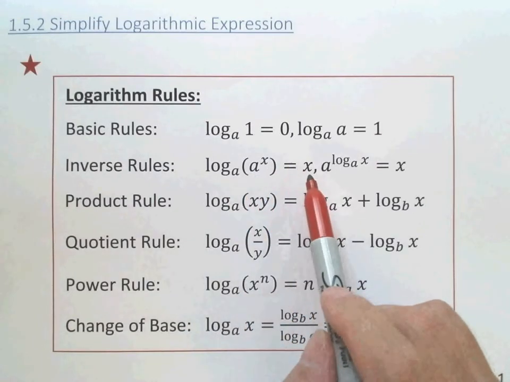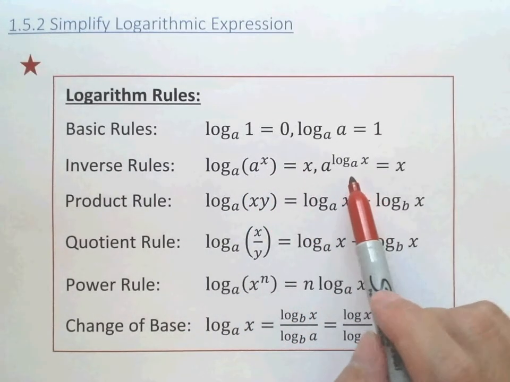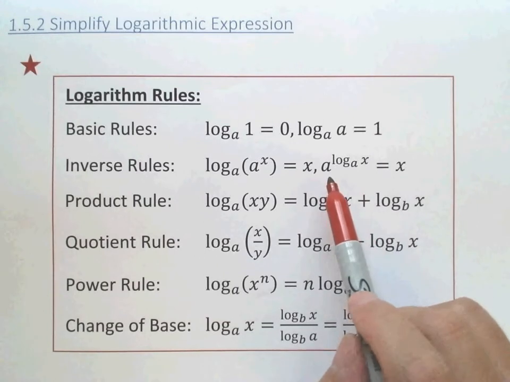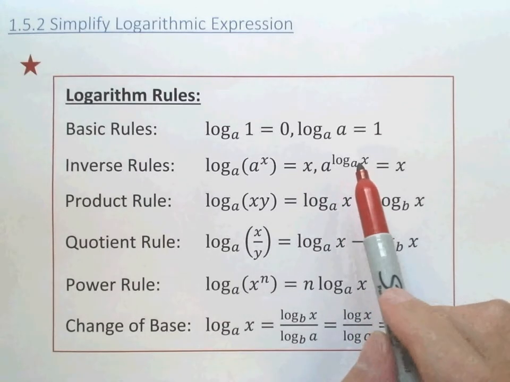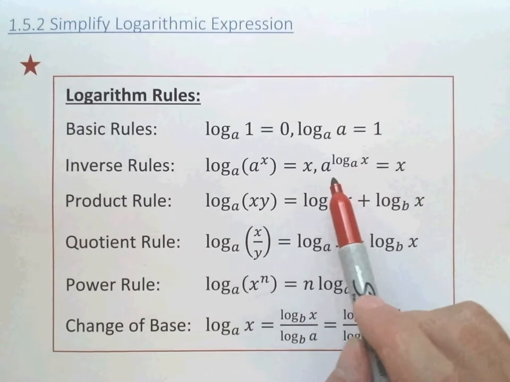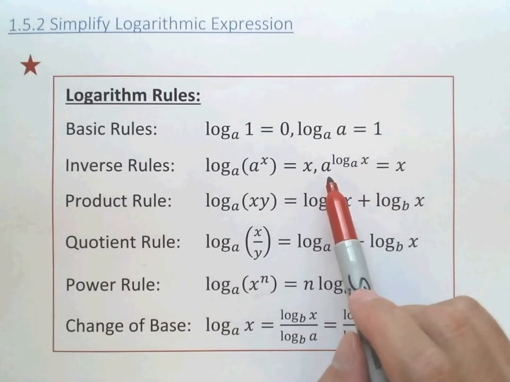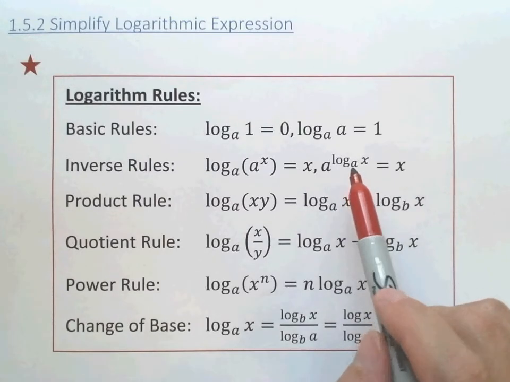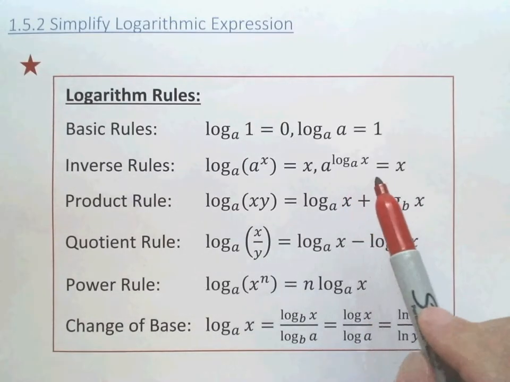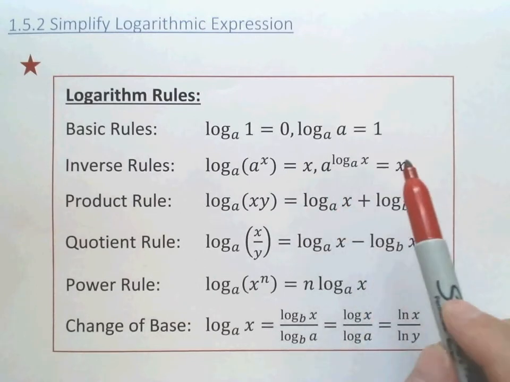And this is the same. It's an exponential function composed with a log function, its inverse function. So A is the base of the exponential, and A is also the base of the log function, the same base. So you cancel everything, and we get x. So this inverse rule is important.